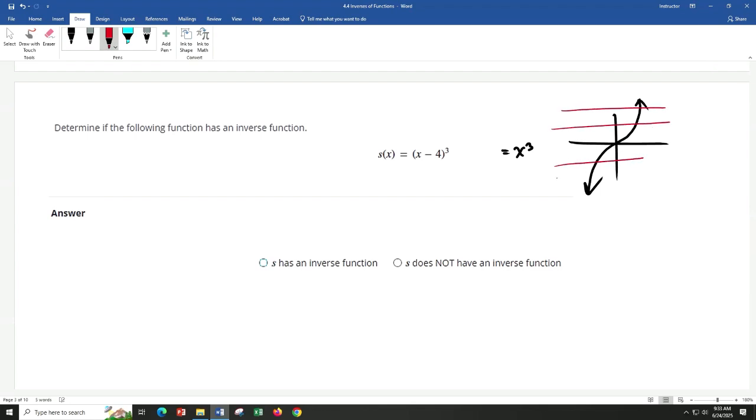Is that a one-to-one function? Yeah. So, yes. It has an inverse. That's how your homework is going to go throughout this whole time. And that finishes up with chapter 4.